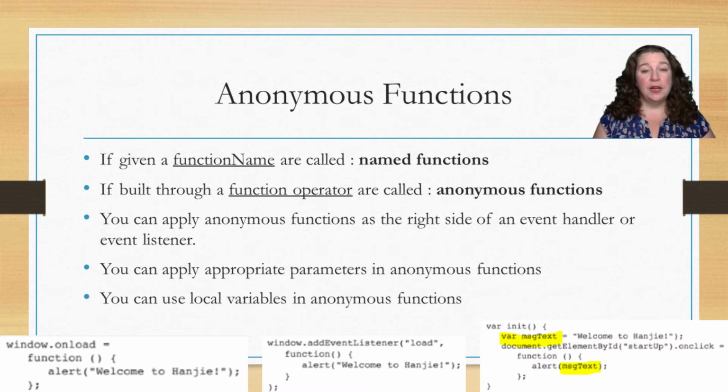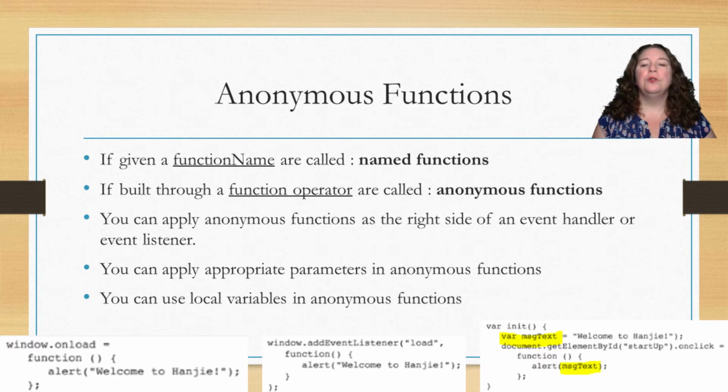You can apply parameters in anonymous functions. So you can say, this is my anonymous function, and instead of using function open and close parenthesis, you can do function open parenthesis e close parenthesis, and then be able to reference the event through your code the same way you normally would. Remember, this is also an option.